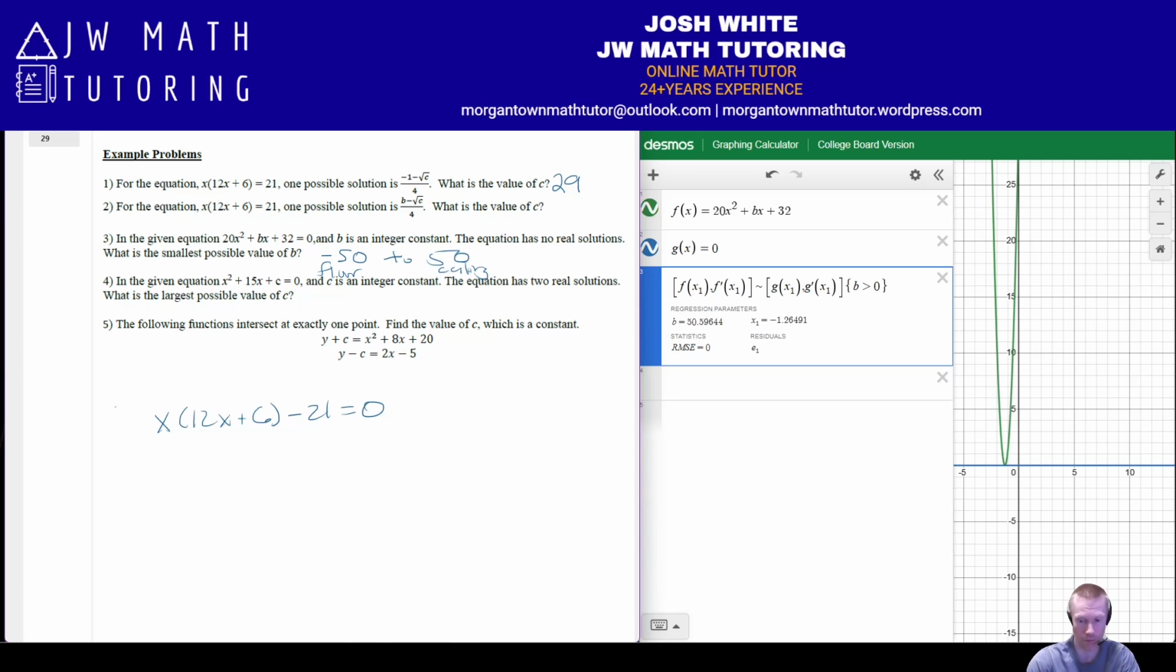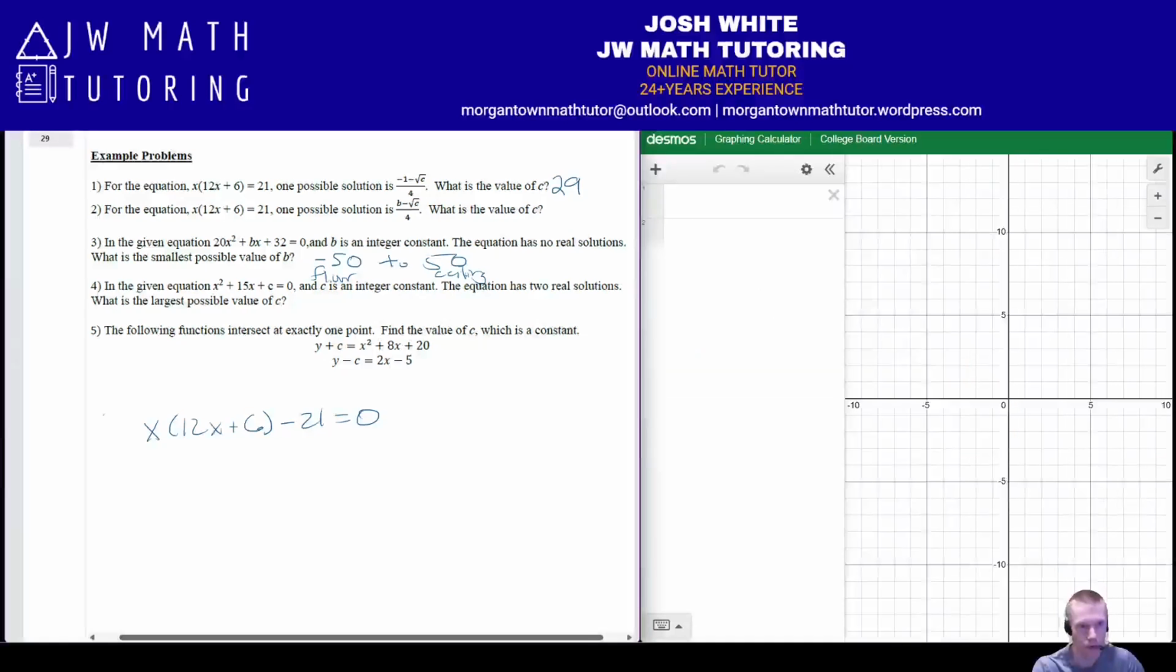Okay, so just something to be aware of that makes this problem a little bit more complicated than some of the others. Now let's take a look at example number 4. Here's a very similar problem, except now the constant that we're finding is the number term in the quadratic equation, not the coefficient for one of the x terms. Basically, it's the c value instead of the b value in the previous one. And we're also told that the equation has two real solutions. What's the largest possible value of c?